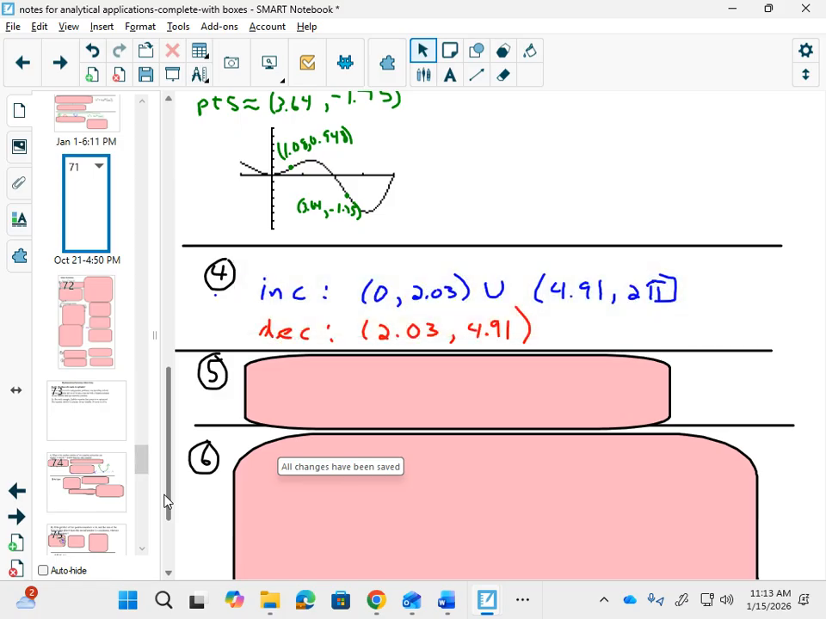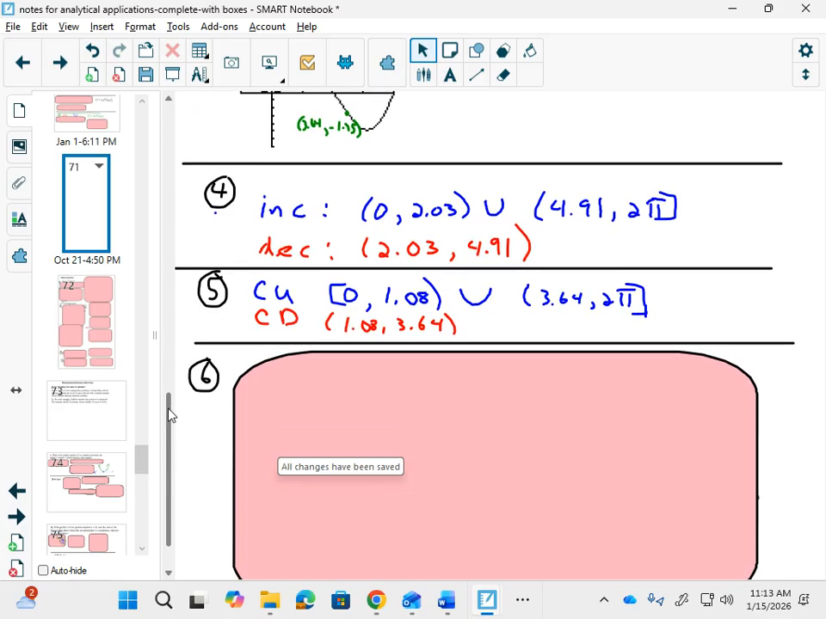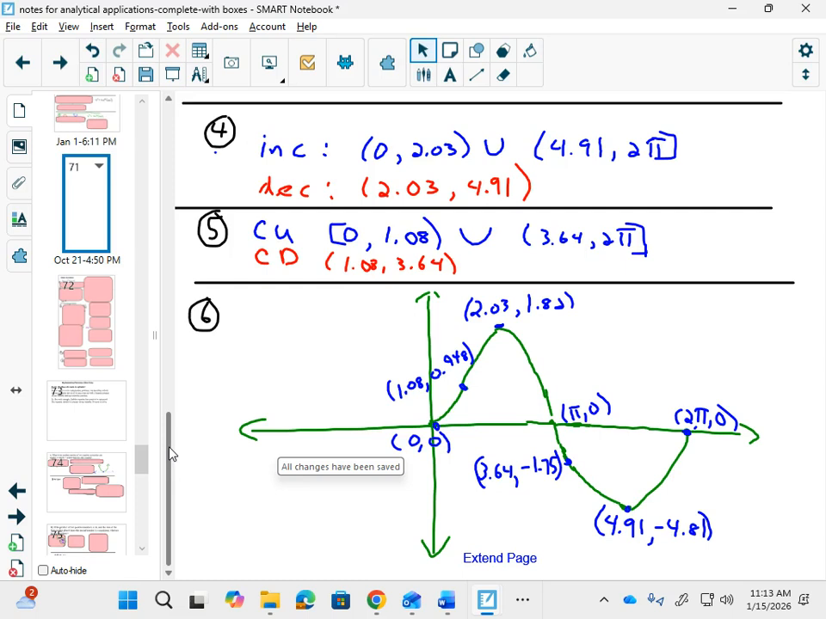So we know where it's increasing, we know where it's concave up and concave down. And there is our final graph with x-intercepts, y-intercept, inflection points, maxes and minimums. And it starts at 0 and stops at 2 pi because this graph was only asked to be graphed in that interval.